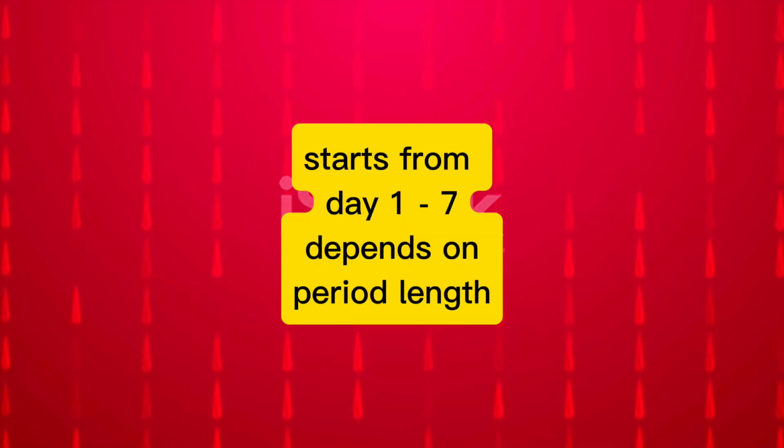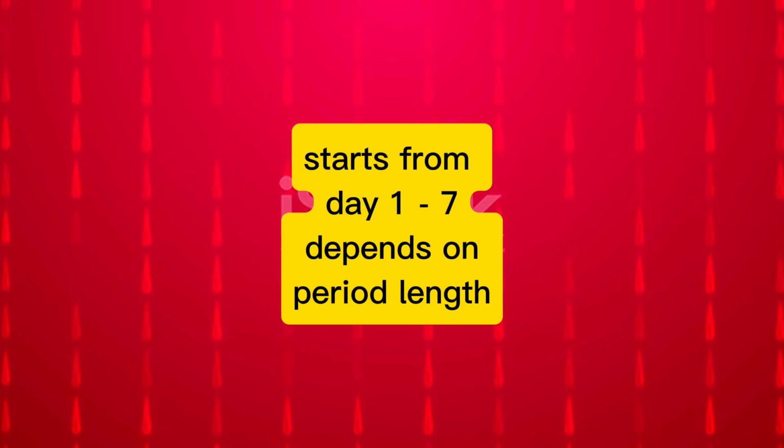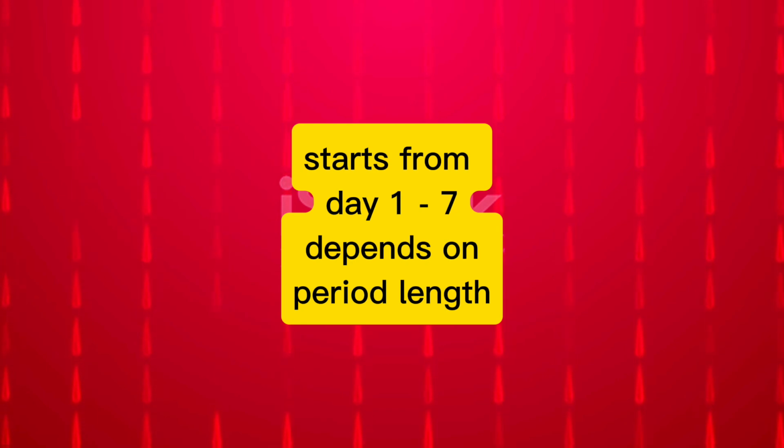So it results in shedding of the uterine lining, and this shedding is what we all call our menstrual flow. Okay, and this happens from day 1 to day 7, depending on individuals. Some people see their period for 3 days, some 4, some 5, some 6, some 7, some even up to 10 days. So the period length varies depending on the individual.